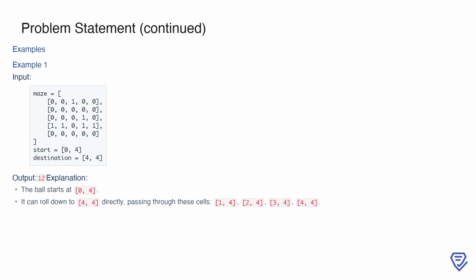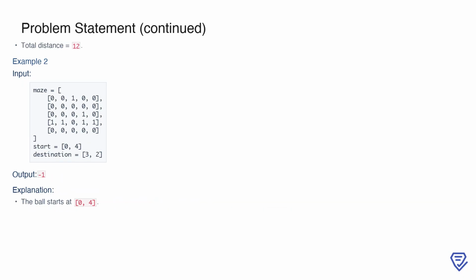Here, we have a 5 by 5 maze, where empty cells are marked with 0 and walls are marked with 1. The starting position of the ball is at the top right corner, (0, 4), and the destination is at the bottom right corner, (4, 4). The ball can roll downward directly to the destination, passing through the empty cells (1, 4), (2, 4), (3, 4), and finally reaching (4, 4). The total number of cells passed through, which is our distance, is 12.